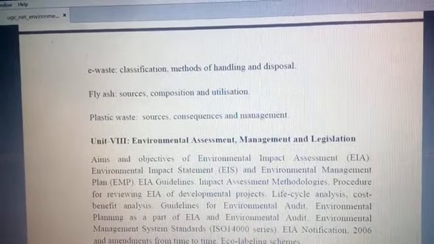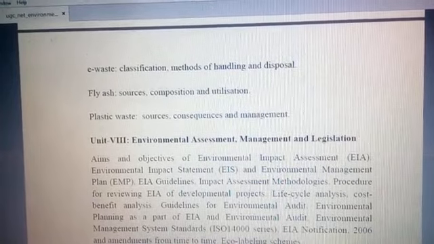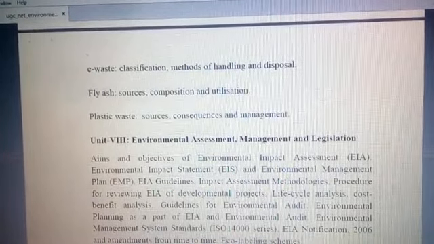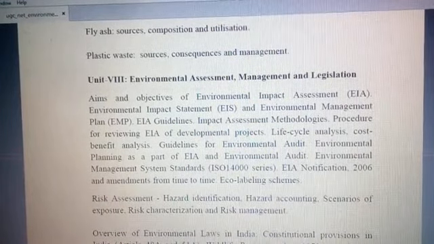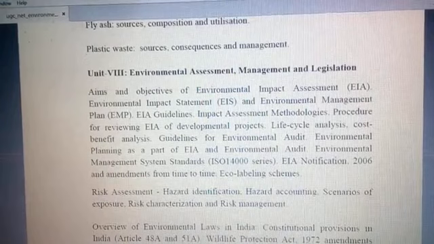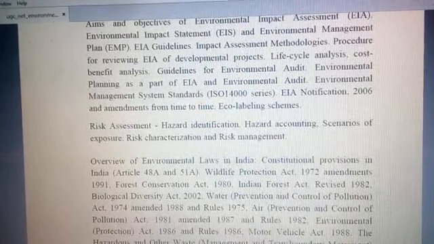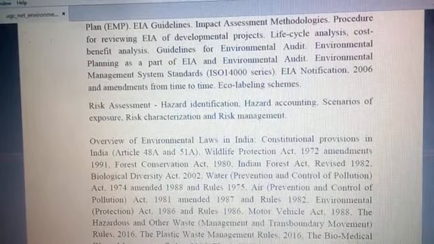And next is the ISO 14000 series, the EIA Notification 2006 and amendments from time to time, eco-labeling schemes, risk assessment, hazard identification, hazard accounting, scenarios of exposure, risk characterization, risk management. Overview of environmental laws in India, constitutional provisions in India, Article 48A and 51A.